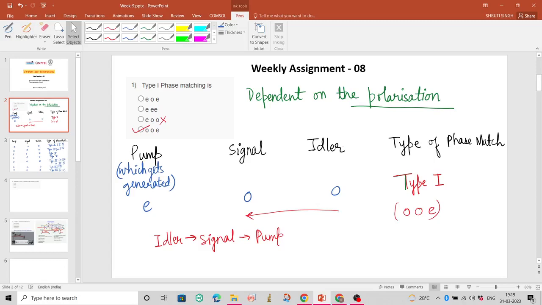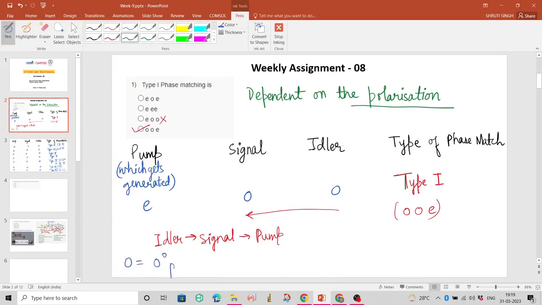The only thing to take care of here in this question was that we read the phase matching conditions with idler first, then signal, and then the polarization of idler first, then signal, and then the pump. So let me write here, O is equal to 0° polarization, E is equal to 90° polarization. Okay, so that was our first question.